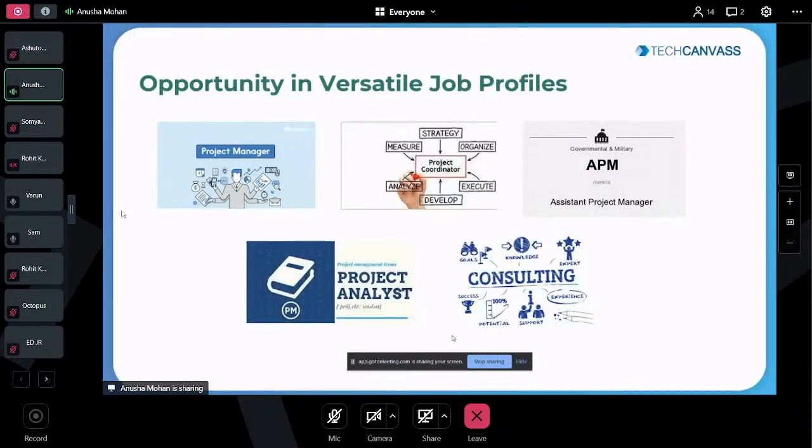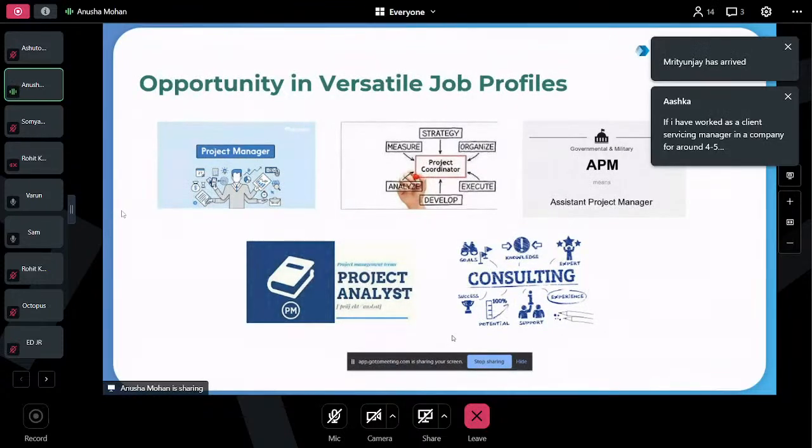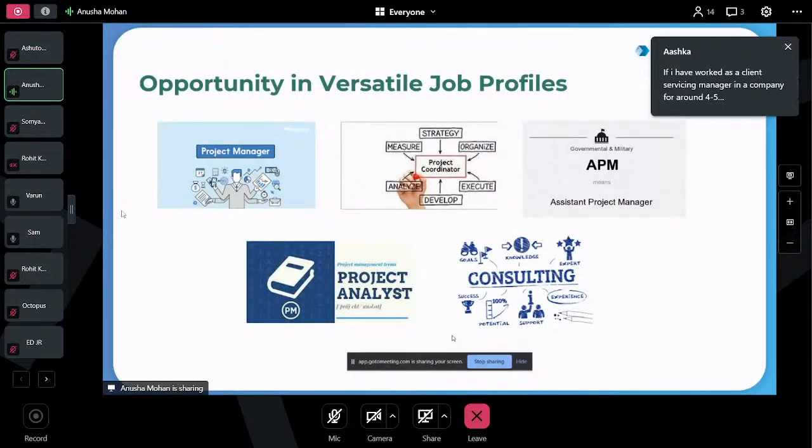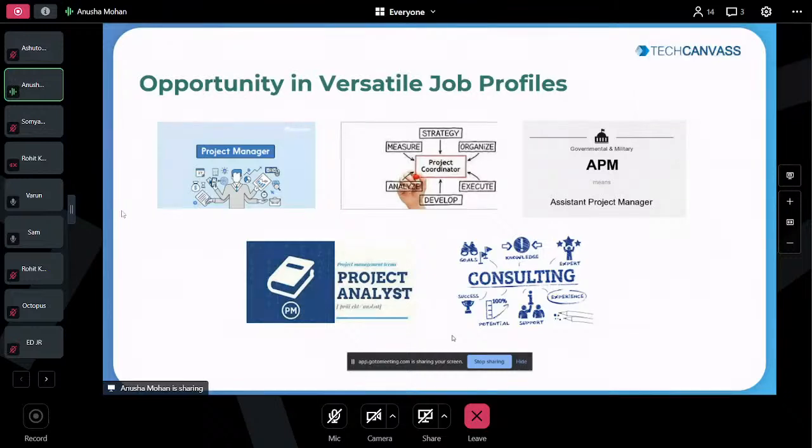All right. Moving on to the opportunity in versatile job profiles. So, what all you can become, what are the job profiles if you give a CAPM exam? As a CAPM certified professional, you will be qualified to work in a variety of project management roles. Some of the most common job titles that CAPM holders can pursue include project manager, assistant project manager, project coordinator, a project analyst, a project scheduler.